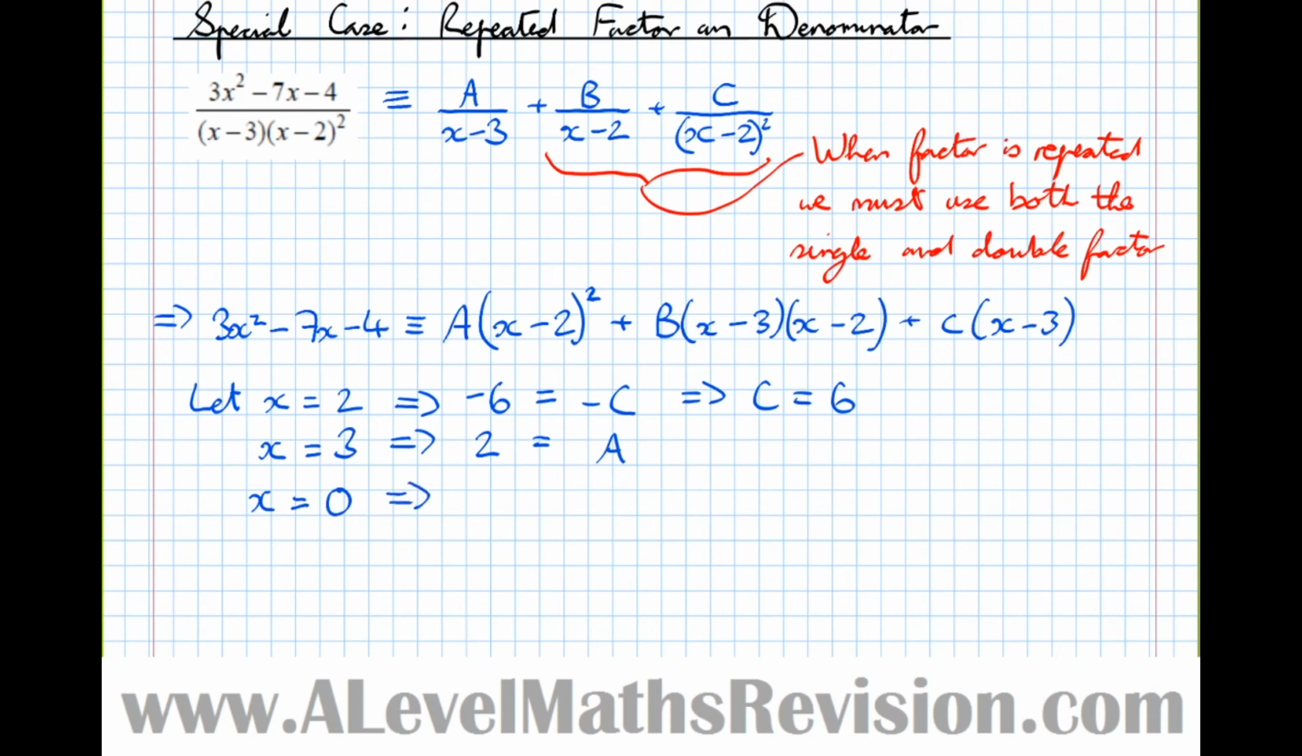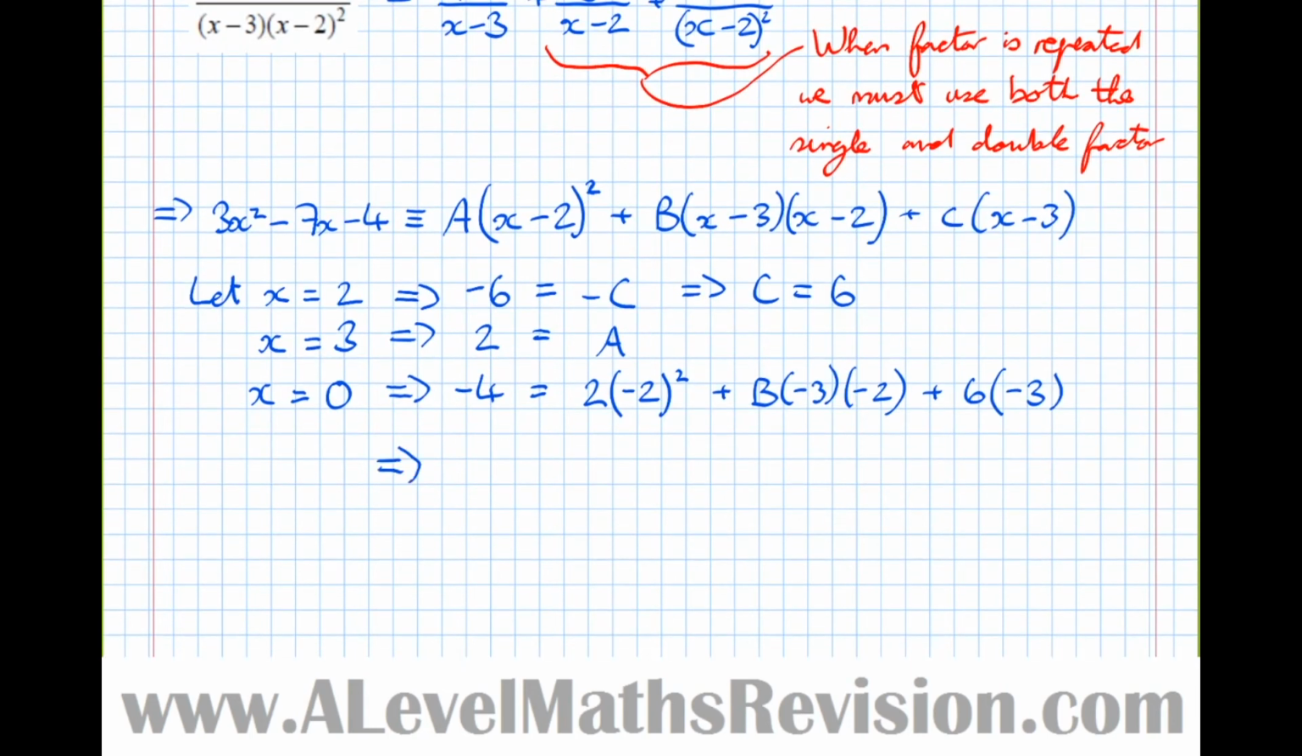Which means that in the left hand side, all the x terms disappear because they're 0. So minus 4 equals, and by this point we know a is 2. So a times, and if x is 0, it becomes minus 2 squared, plus b. And we know x is 0, so that's minus 3 times minus 2. Then we know what c is from previous working. We know c is 6 times minus 3.